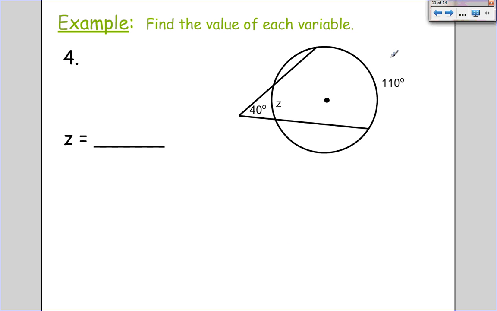All right, so here's a working backwards problem. I really want you to pause the video and try to see if you can figure out what arc z is here. All right, let's see how you did.